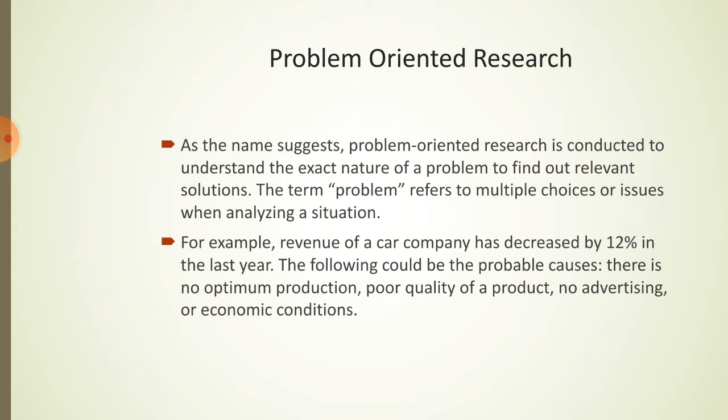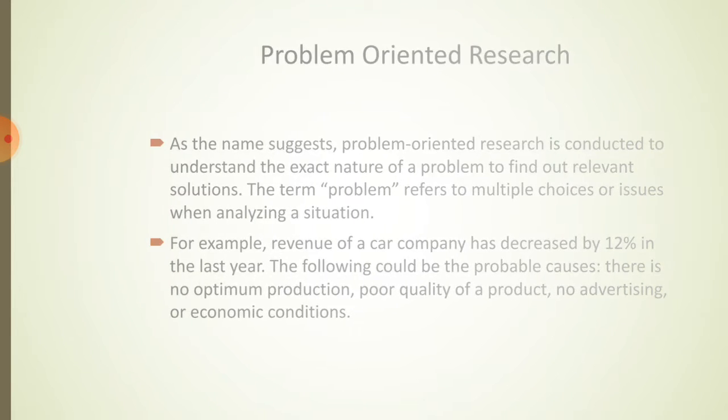Problem-oriented research. As the name suggests, problem-oriented research is conducted to understand the exact nature of a problem to find out relevant solutions. The term problem refers to multiple choices or issues when analyzing a situation. For example, revenue of a car company has decreased by 12% in the last year. The following could be the probable causes. There is no optimum production, poor quality over production, no advertising, or economic conditions.